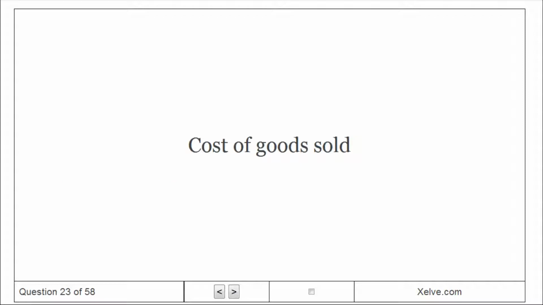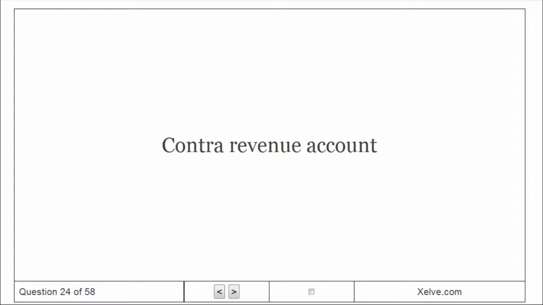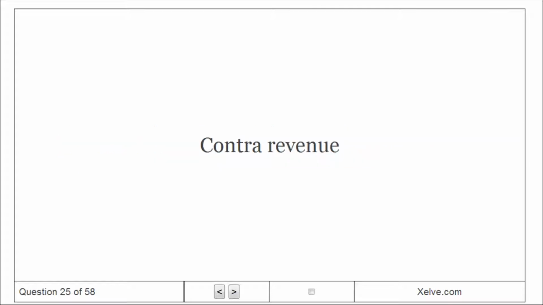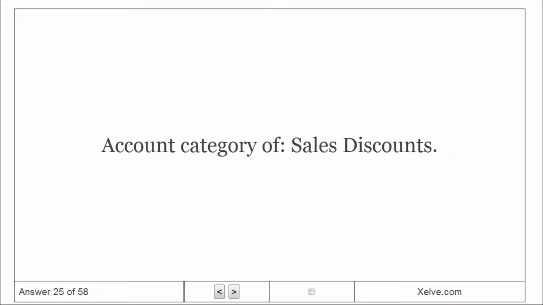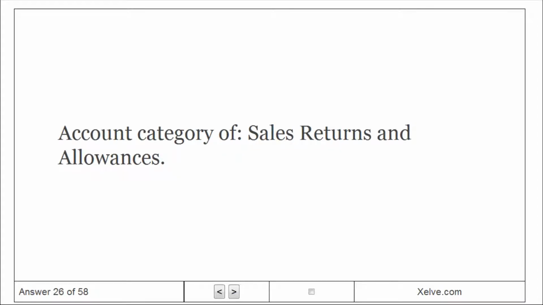Cost of goods sold. The total cost of merchandise sold during the period. Contra revenue account. An account that is offset against the revenue account on the income statement. Contra revenue. Account category of sales discounts. Contra revenue. Account category of sales returns and allowances.